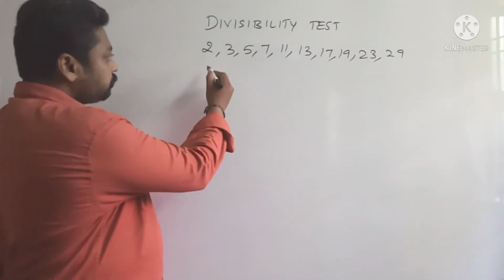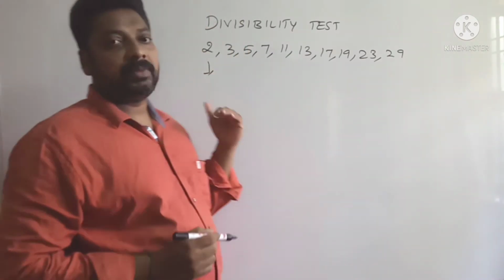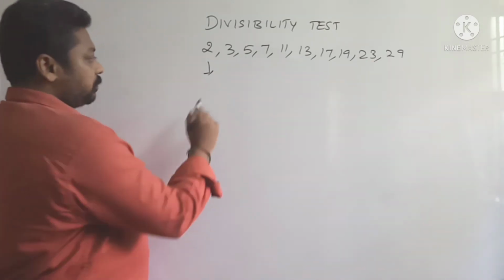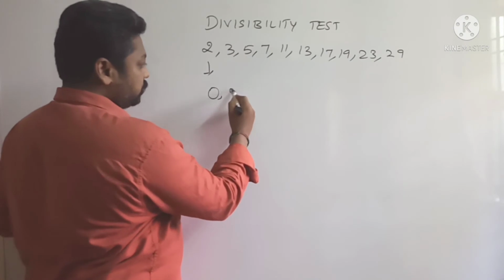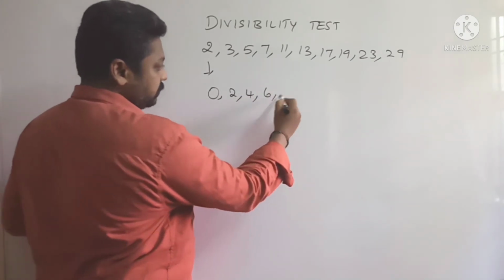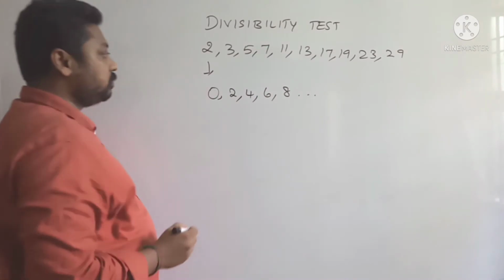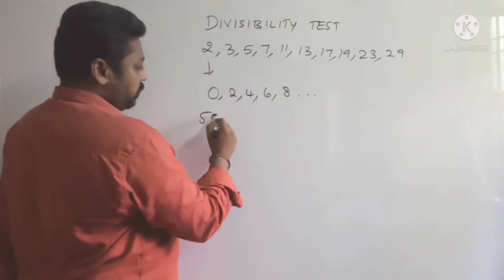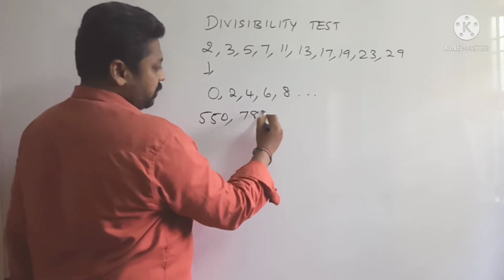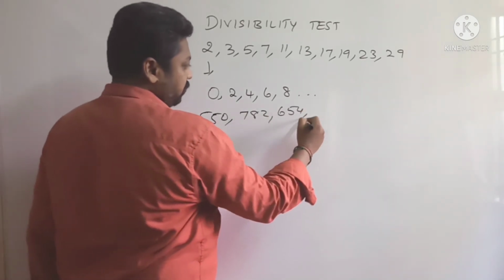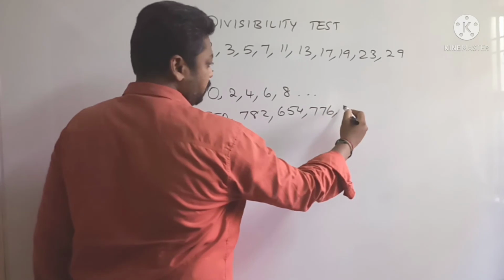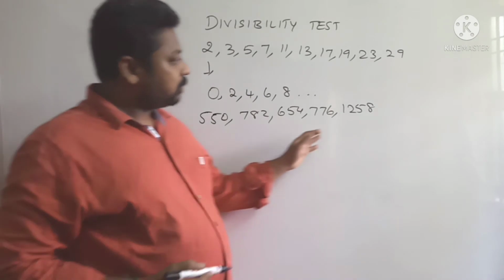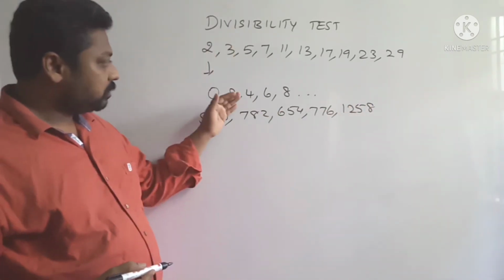First, 2. How will you check whether a number is divisible by 2 or not? It should be an even number, right? For example, if the number ends with 0, 2, 4, 6, 8 and so on, then the number is divisible by 2. For example, 550, 782, 654, 776, 1258. These numbers are even numbers, so these numbers are divisible by 2.